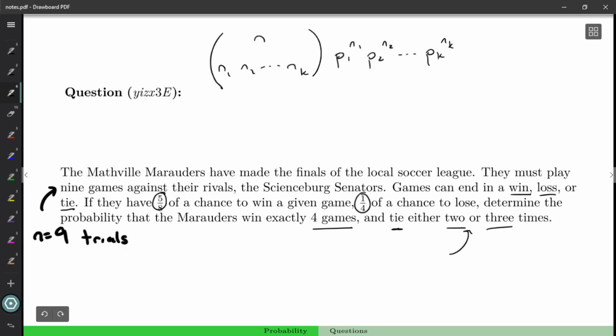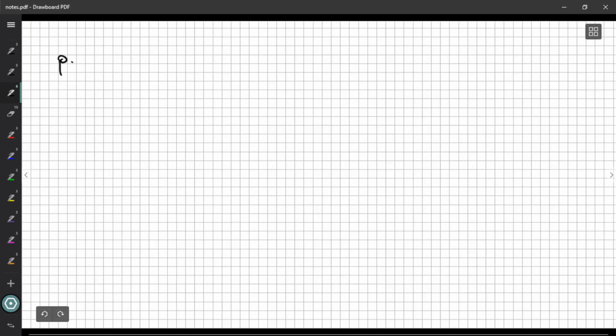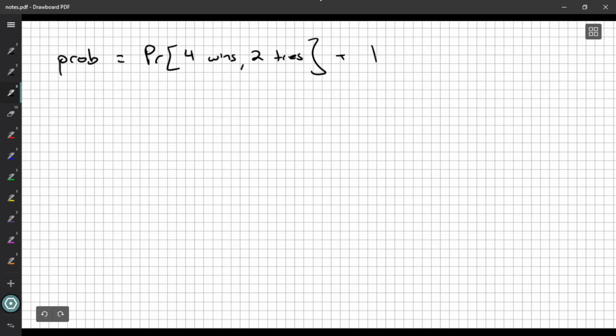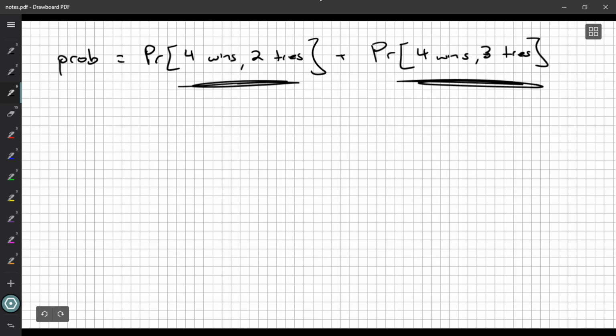So, here's what we're going to do. The probability we want is the probability of 4 wins and exactly 2 ties, plus the probability of 4 wins and exactly 3 ties. And we'll work out the number of losses in a moment. So we'll work these out separately using our formula for multiple outcomes in a repeated experiment. And then we'll add them up, and that gives us our probability.